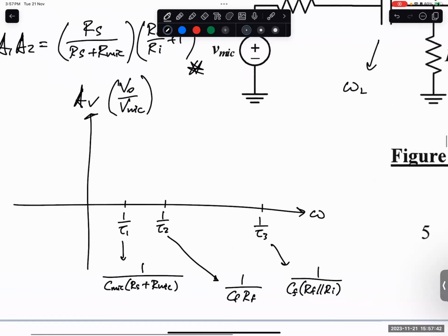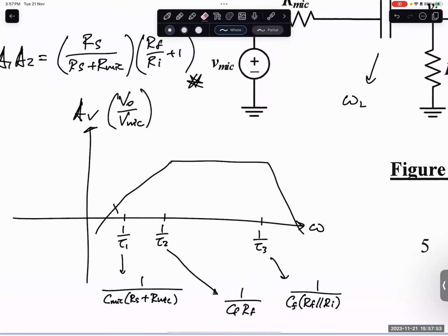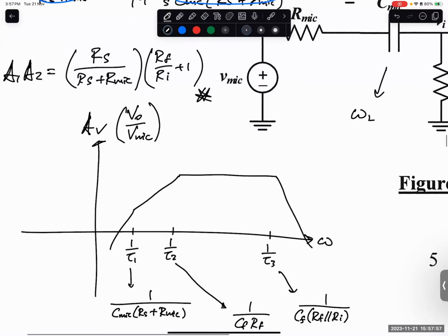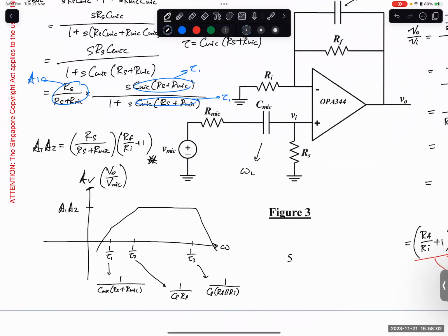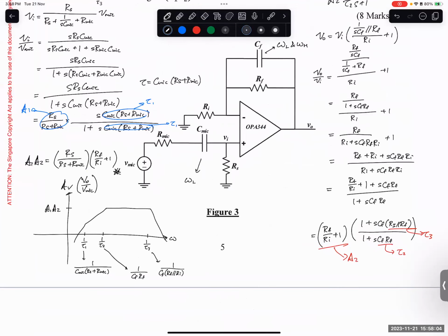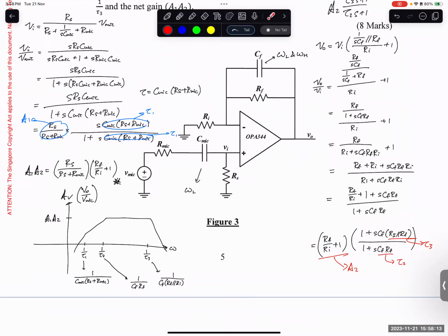Then we have here, and it goes down, and then it goes down here, and then down some more. The amplitude is just A1, A2, if I'm not wrong. Yeah, because that's the maximum value you can go at. Makes sense, right? Yeah, makes sense.